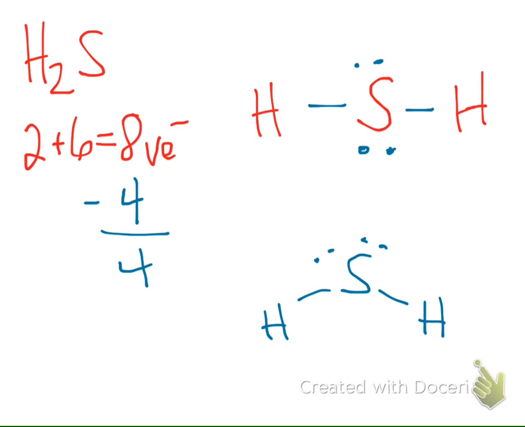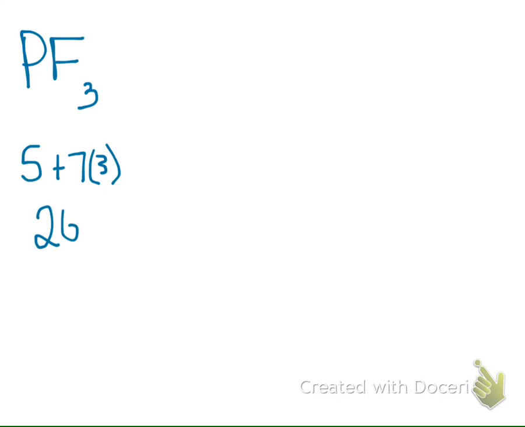All right, let's try another one. First of all, tell me the name of this molecule. Phosphorus trifluoride. Okay, so tell me how many valence electrons phosphorus has? Fluorine has how many? 7 times 3, which is 21. So we have 26 valence electrons we have to represent here. A little bigger than normal, right?